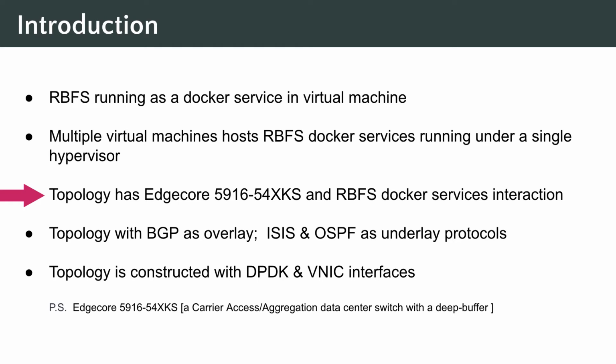Each VM hosts an RBFS Docker service. We use ISIS and OSPF as underlay protocols to discover IP connectivity, and BGP as the overlay protocol. DPDK-compatible Intel X710 NICs are used between the HCore device and the hypervisor. vSwitch and vNIC interfaces are used between the two virtual machines.